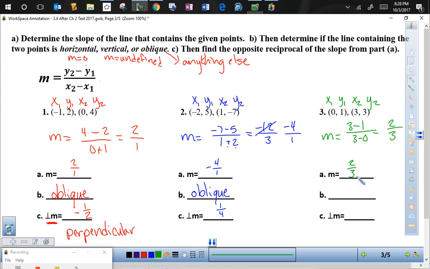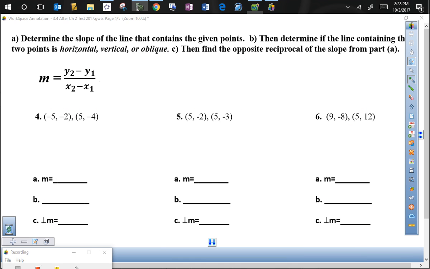part A. Part B, again, oblique, because there weren't zeros in anywhere. And lastly, we have to take the opposite reciprocal. Okay, so positive goes to a negative, 2/3 goes to a 3 over 2. Okay, let's look at some more here.